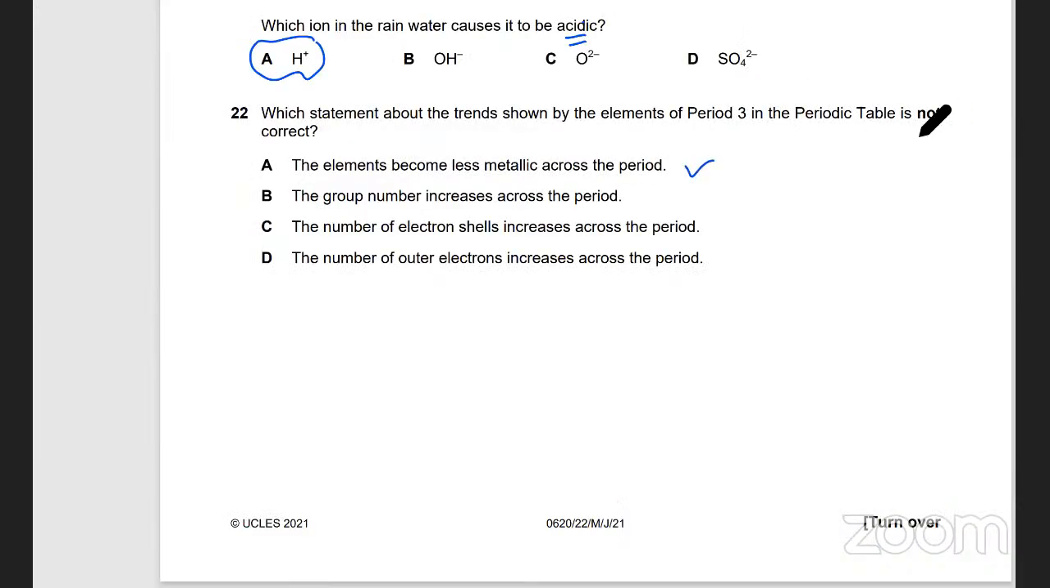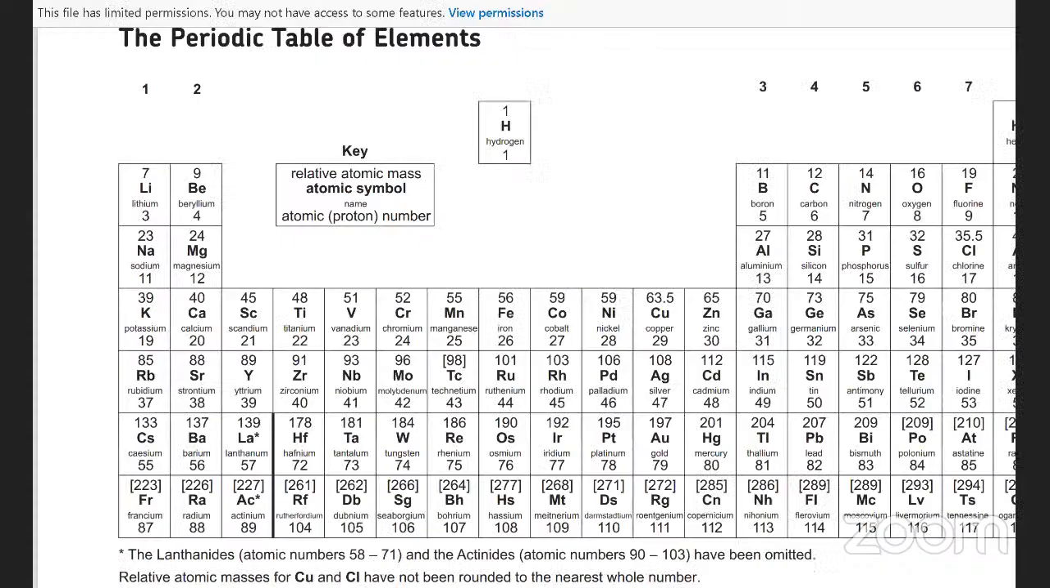नहीं, उससे कहता is not correct. पहला तो correct है. Second one. The group number increases across the period. Okay, that's also correct. The number of electron shells increases across the period. So when you move across the period, do the number of shells increase? नहीं, shells नहीं increase होता.